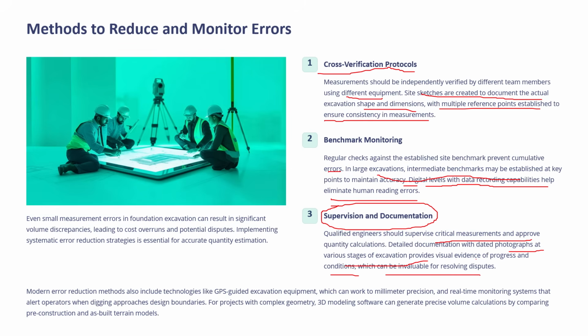Modern error reduction methods include technologies like GPS guided excavation equipment, which can work to millimeter precision, and real-time monitoring systems that alert operators when digging approaches design boundaries. So for projects with complex geometry, you can use 3D modeling software which can generate precise volume calculations by comparing pre-construction and as-built terrain models.